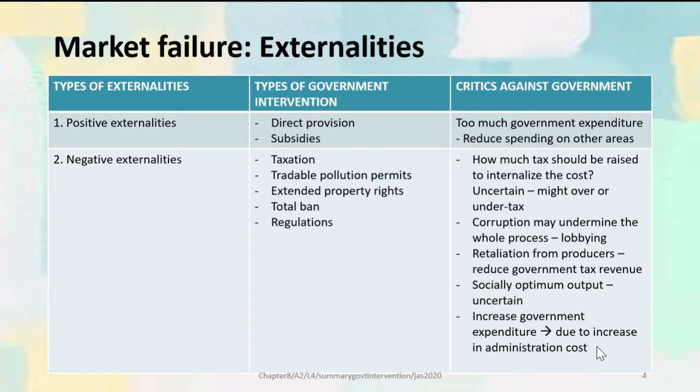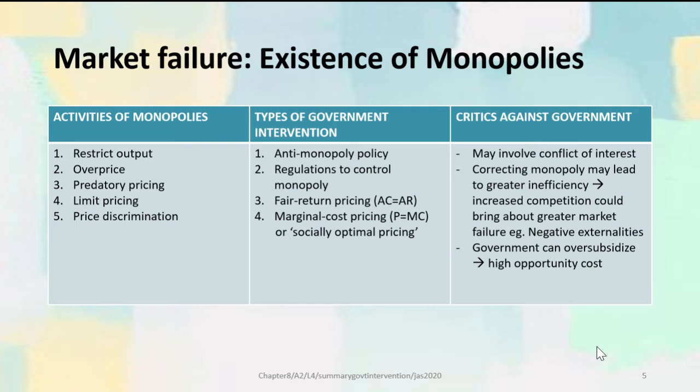Now we move on to the next part, where market failure relates to the existence of monopolies. Well, you know what monopolies are, yeah? So activities of monopolies, in summary, would be they are restricting output because they're big. They overprice. They could practice predatory pricing. They tend to also practice limit pricing, and they also practice price discrimination. So these are activities of monopolies.